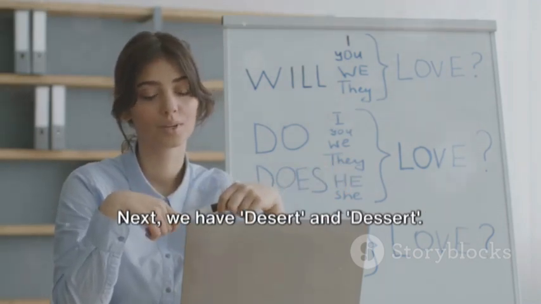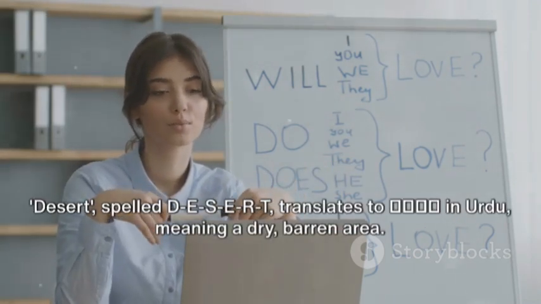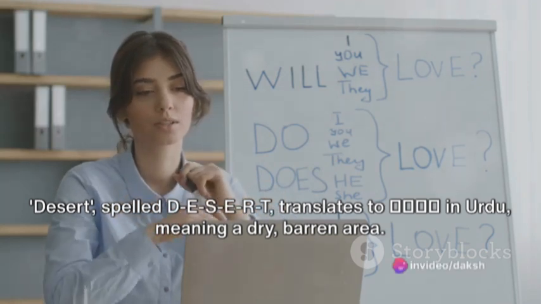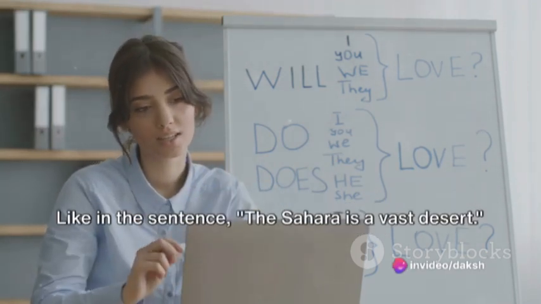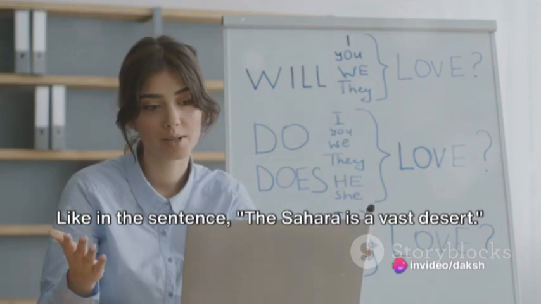Next we have desert and dessert. Desert, spelled D-E-S-E-R-T, translates to sehra in Urdu, meaning a dry, barren area. Like in the sentence, the Sahara is a vast desert.